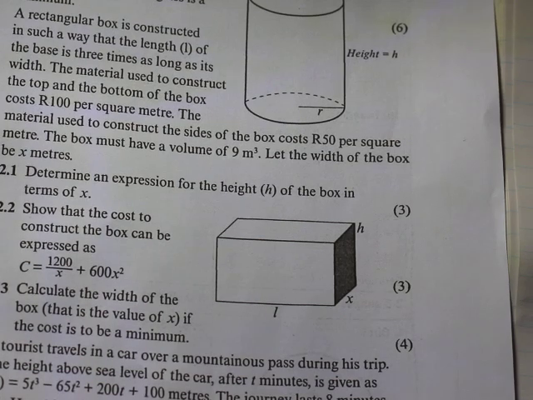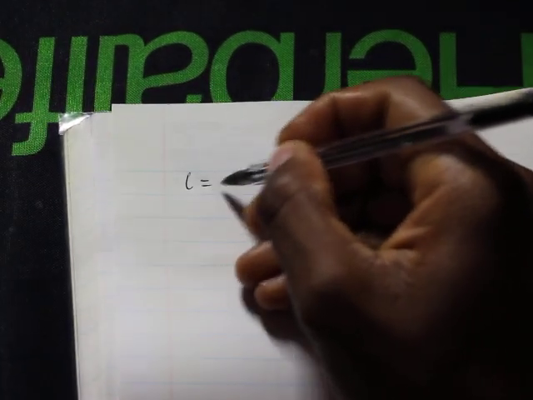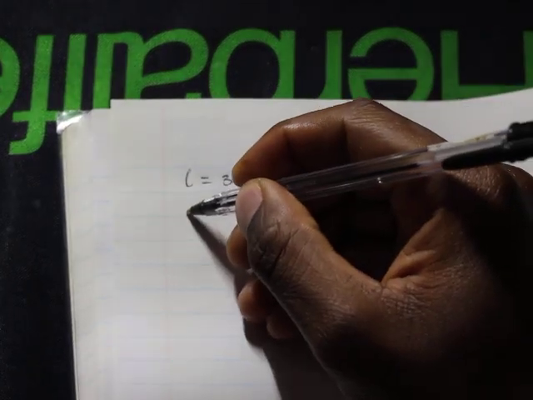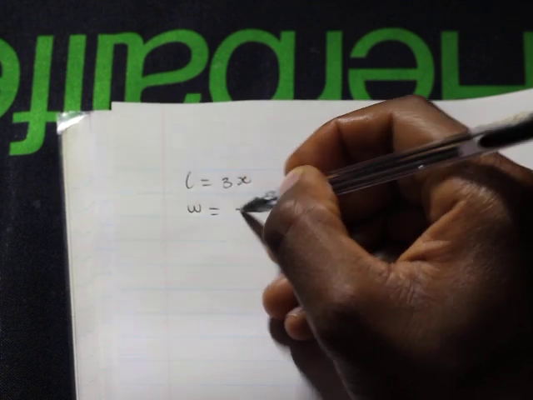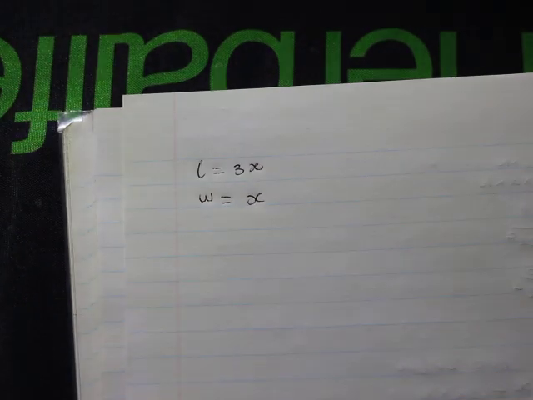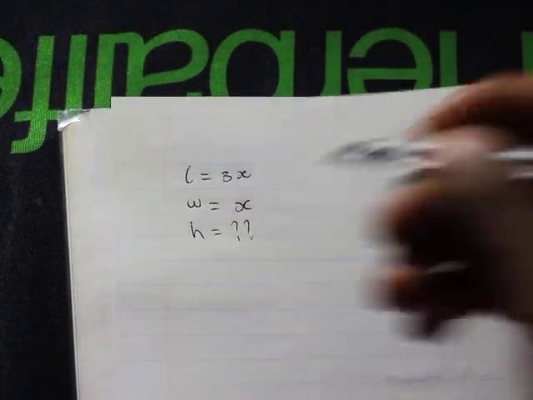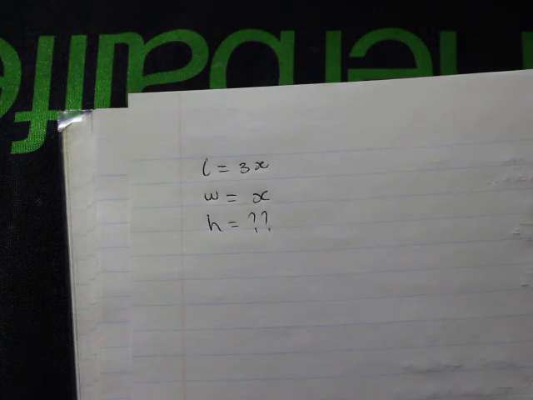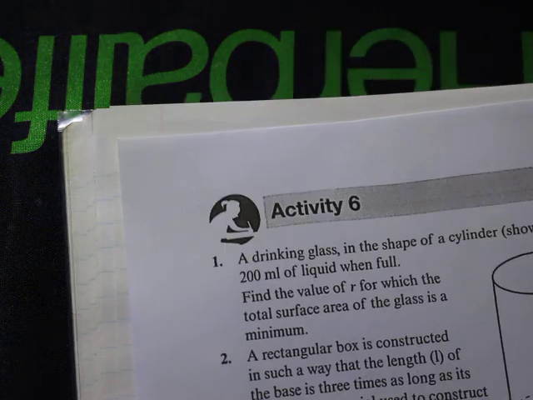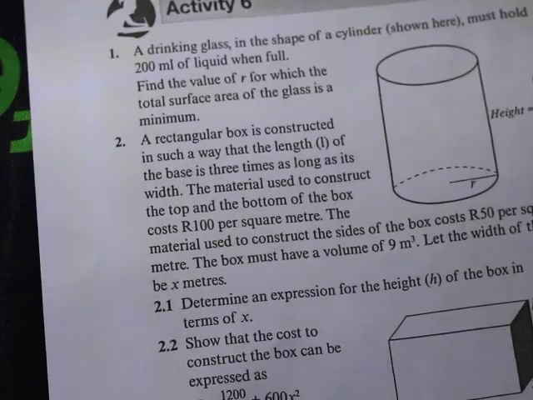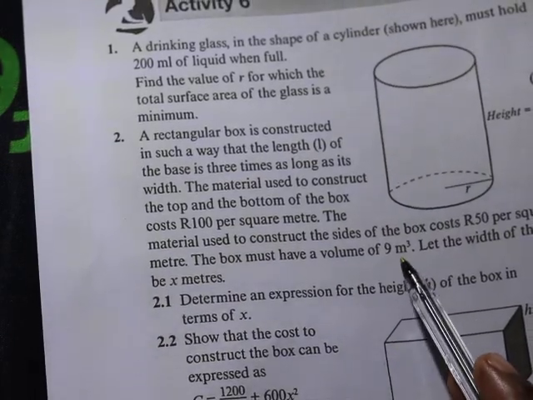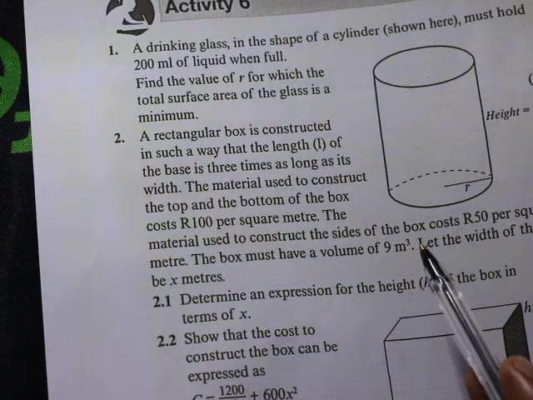So meaning that the length is going to be what? The length is going to be 3 times x, right? So the length of the box is simply going to be 3x, and we know that the width is x, okay? And we also know that we don't know the height actually. We don't know the expression for height, but hopefully we're going to be able to find it in terms of x, okay?